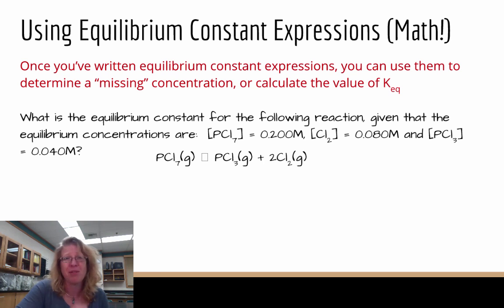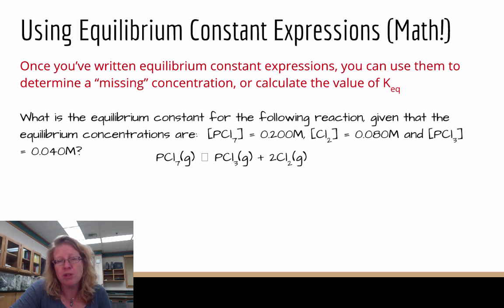So here's how these problems read when you see them the first time. What's the equilibrium constant for the following reaction, given that the equilibrium concentrations are PCl7 is 0.2 molar, Cl2 is 0.08 molar, and PCl3 is 0.04 molar. For some reason it didn't show up, but there should be that little equilibrium double arrow sign in this spot right there. So anyway, there's our reaction. It is currently balanced for you.